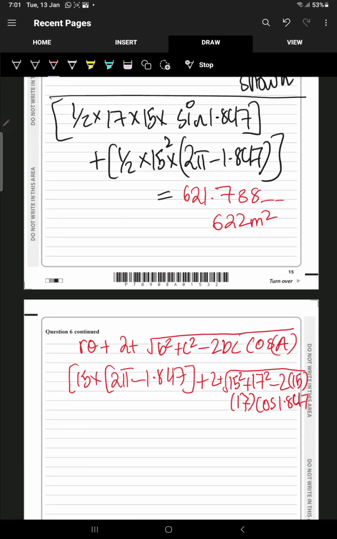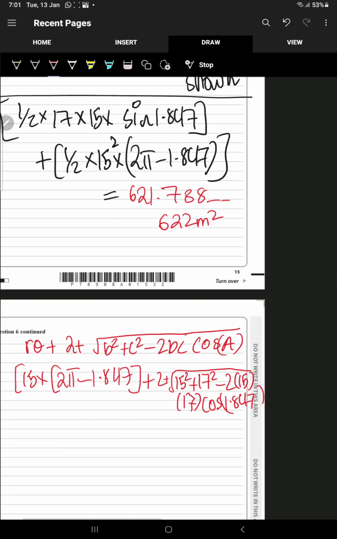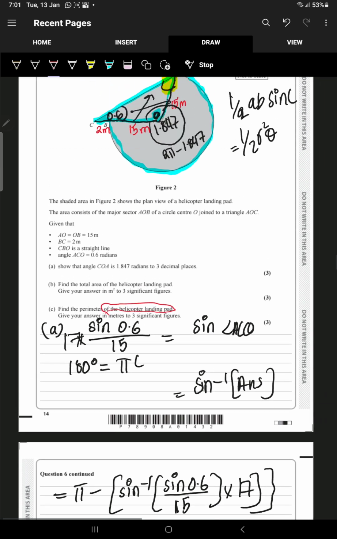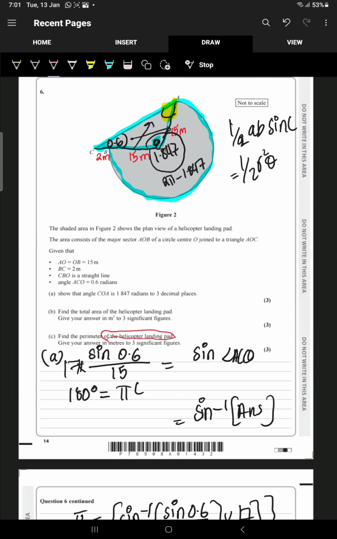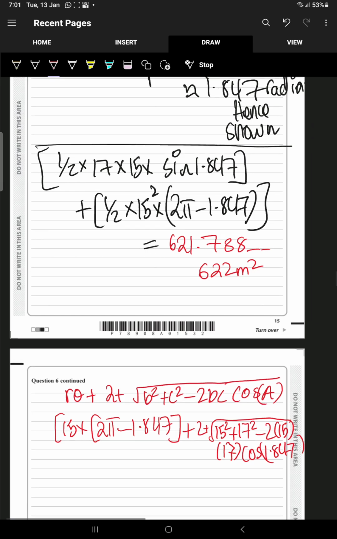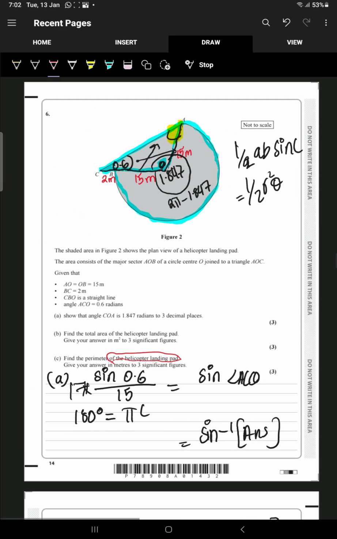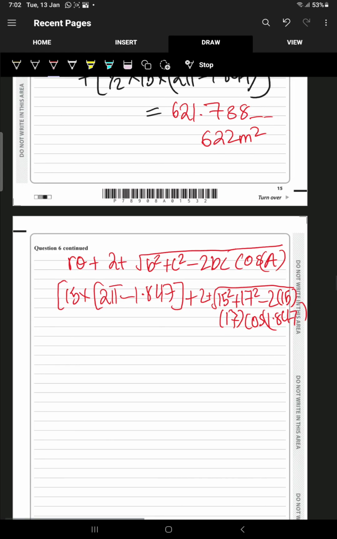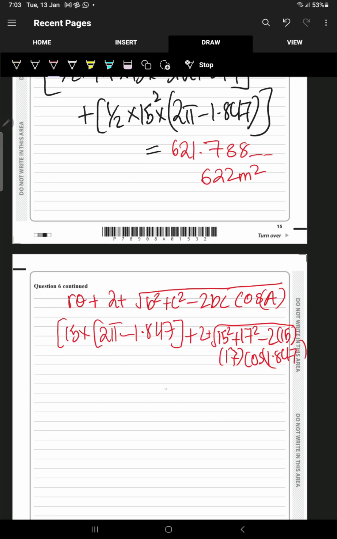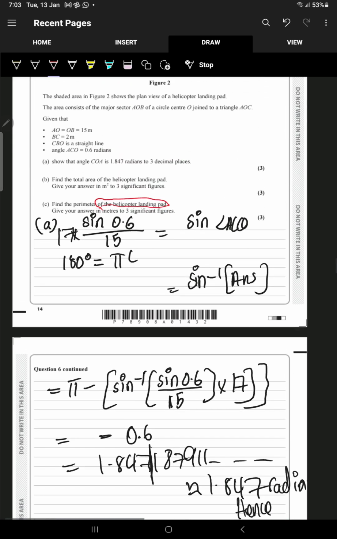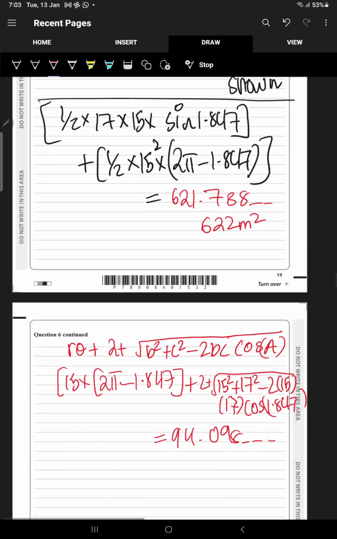Right, so that's nothing much else. Make sure the values are substituted correctly. Let me substitute this into my calculator. Right, so I get 90.4098, and so on. It needs to be three significant figures, so that is going to be 90.4 meters.